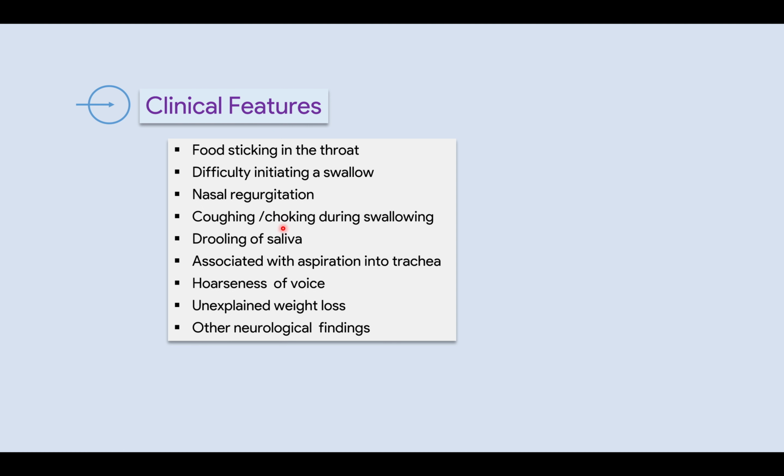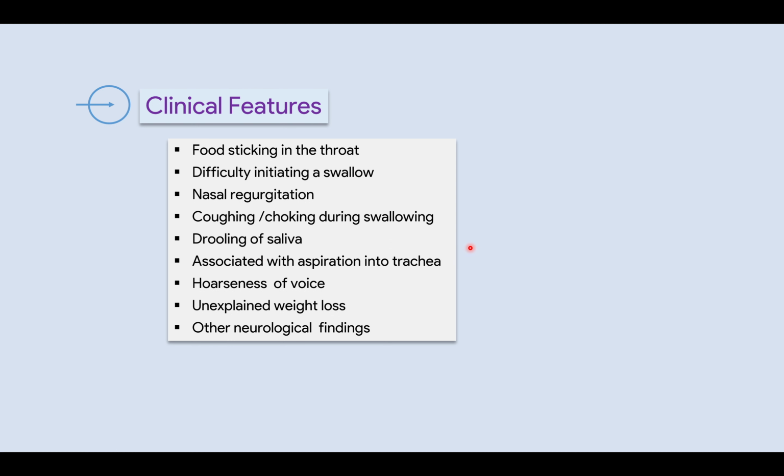Since the food particle enters into the trachea, he may cough or choke during swallowing. He will have drooling of saliva because this is an oropharyngeal phase. It requires mastication and a preparatory phase with the saliva. If there is an issue with salivation, there will be drooling of saliva, and as the patient is not able to pass the food into the esophagus, there would be associated aspiration into the trachea.